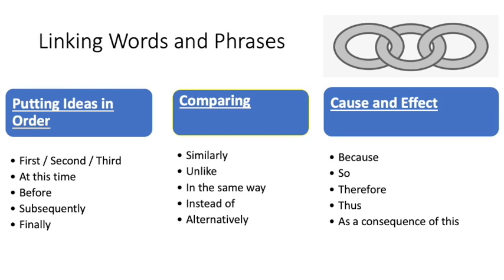And if you want to suggest that something happened as a result of something else, that one thing caused another, so if you're talking about cause and effect, you could use words like because, although we don't usually use that at the beginning of a sentence, we use it in the middle of a sentence. So, therefore, thus, or as a consequence of this, which means something like as a result of this. These are all good linking words and phrases that you can use when it comes time to write your report.